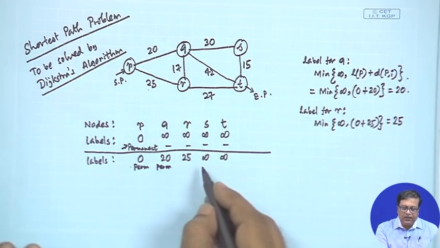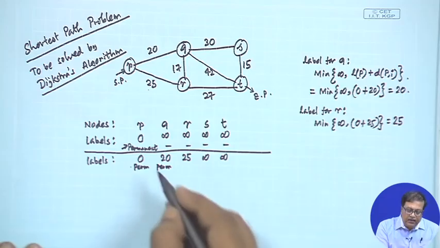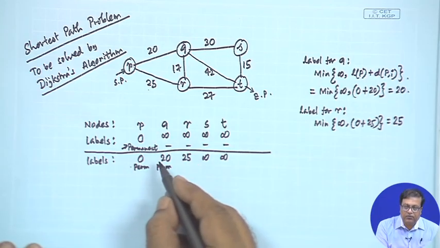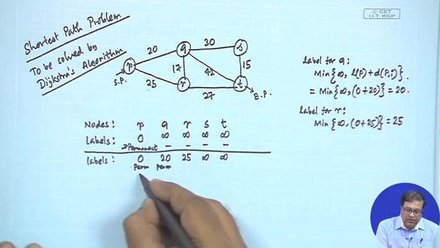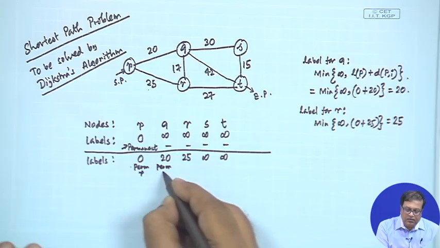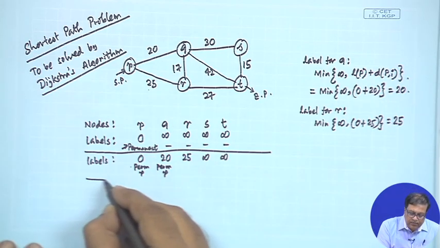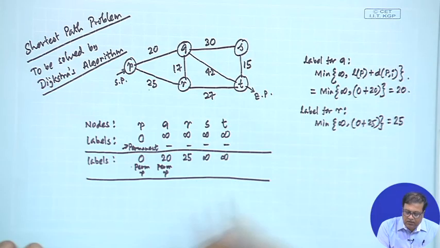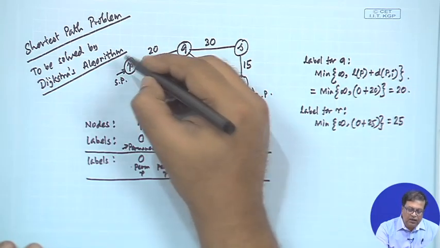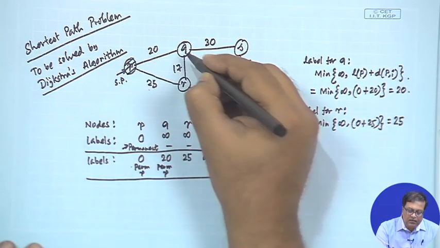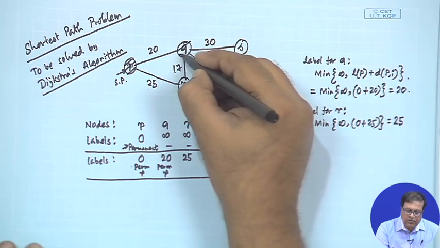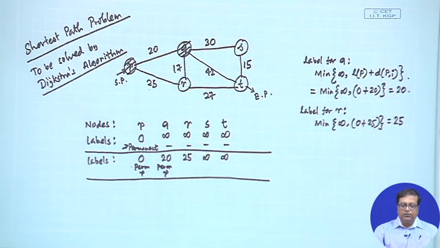Why? Because it is the minimum, and we also note from where it was made permanent. So, this is made permanent from P, and this is also made permanent from P. Made permanent from is also noted. So, we have made P permanent and also Q permanent. These two nodes are made permanent, so they are highlighted. Look at the slides now.